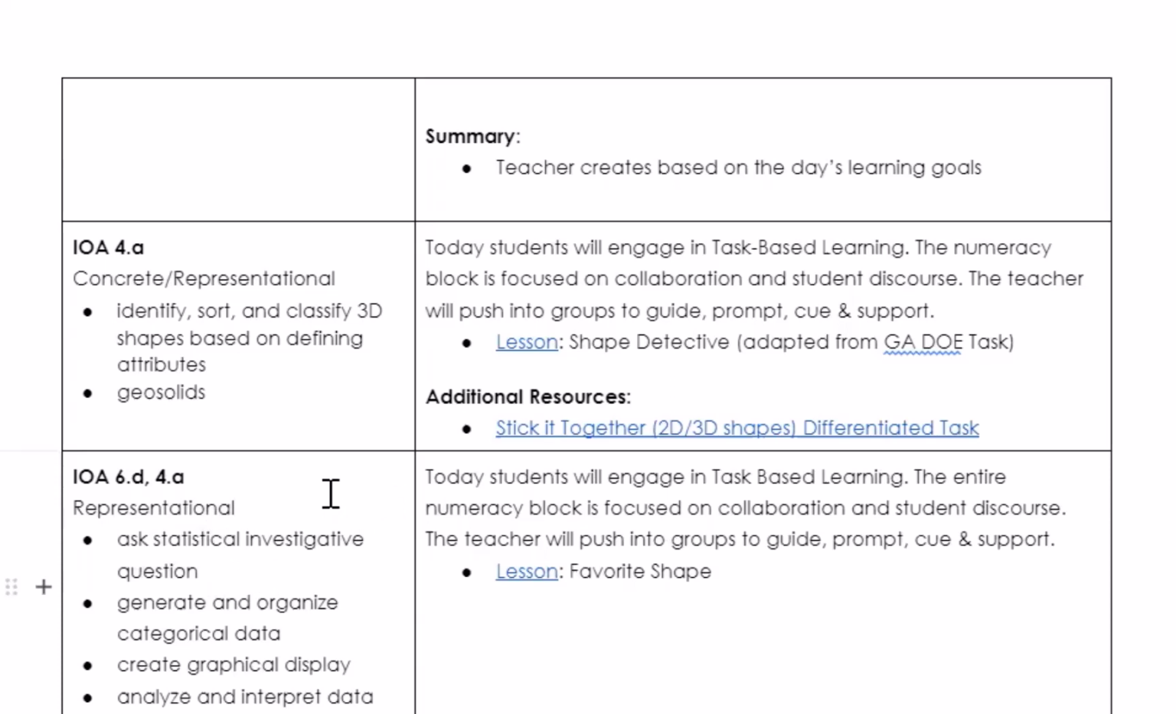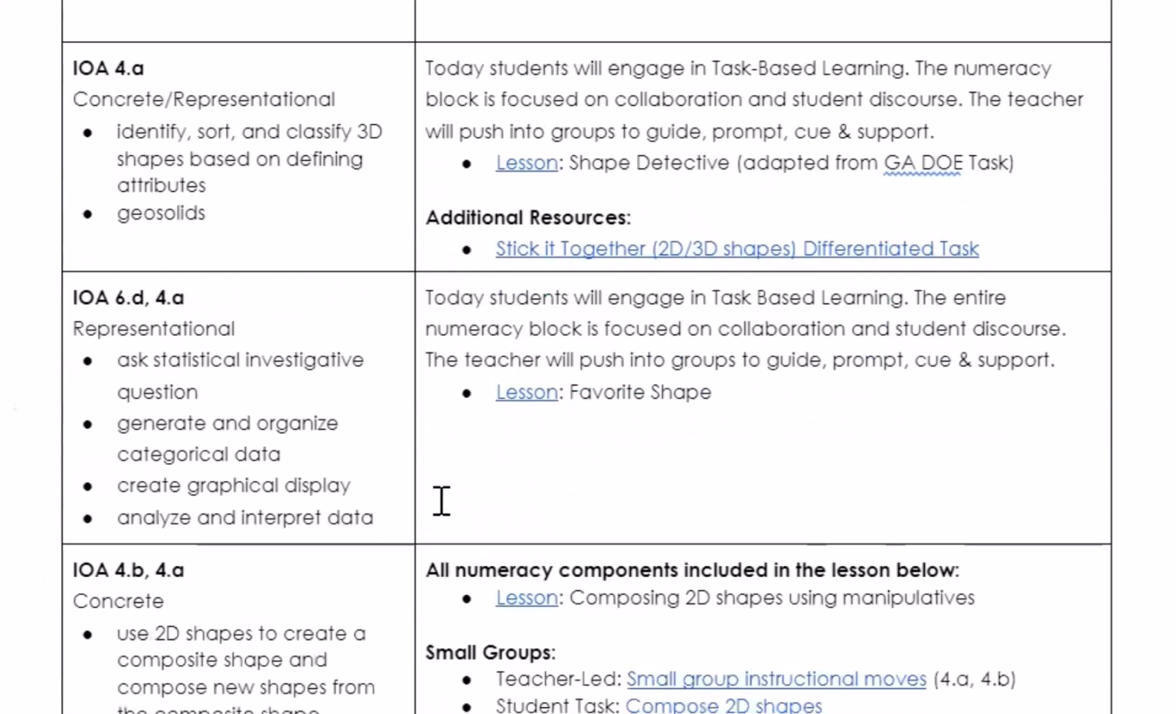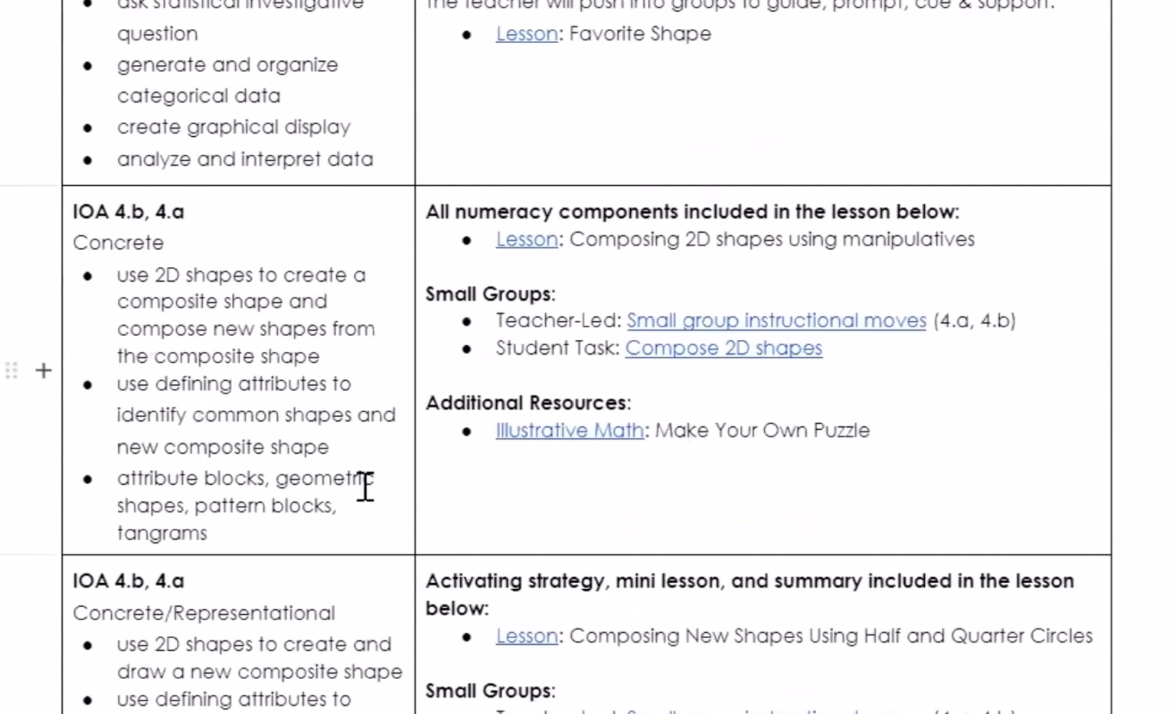After lots of concrete experiences with identifying the attributes of 2D and 3D shapes, you're going to see that we begin to cluster IOA 4B and 4A. We will begin to focus on using 2D shapes to create a composite shape, and then compose new shapes from the composite shape we created. Students will use their knowledge of defining attributes from IOA 4A to describe the attributes of common shapes and the new composite shapes that they formed.